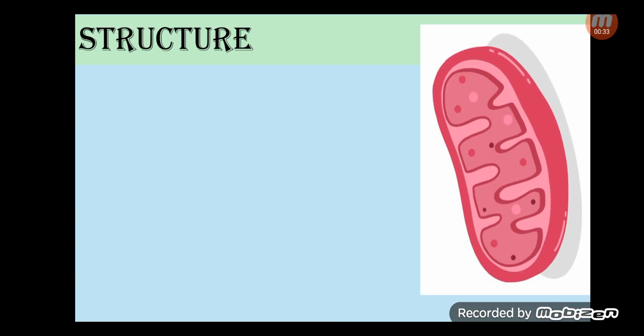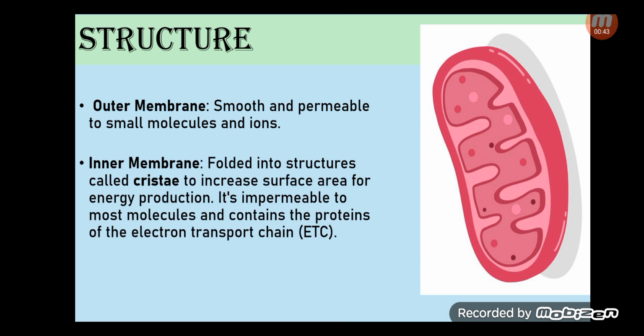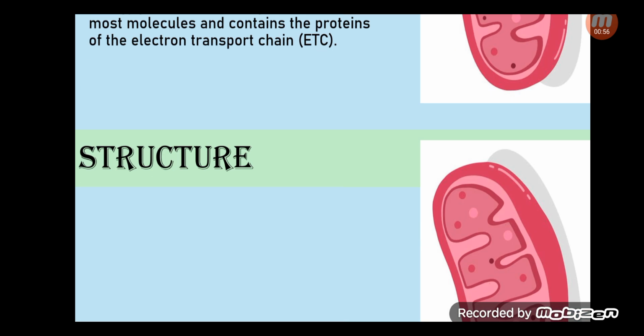Now let's talk about the structure of mitochondria. The structure of mitochondria consists of the outer membrane, which is smooth and permeable to small molecules and ions. Then we have the inner membrane, which is folded into structures called cristae to increase surface area for energy production. It is impermeable to most molecules and contains the proteins of the electron transport chain.